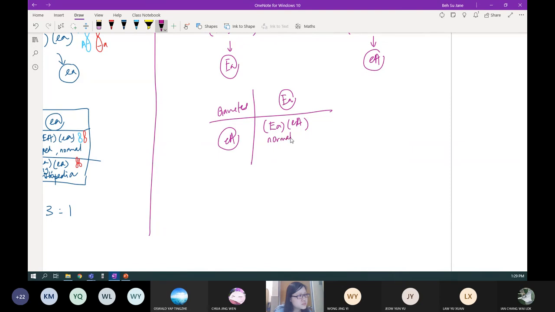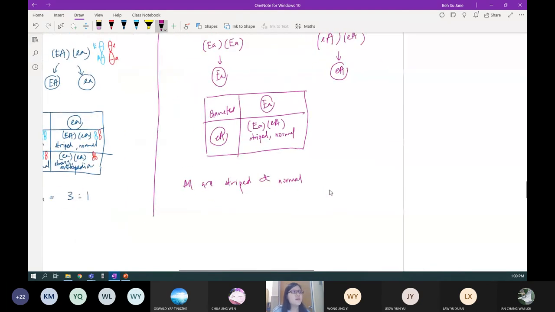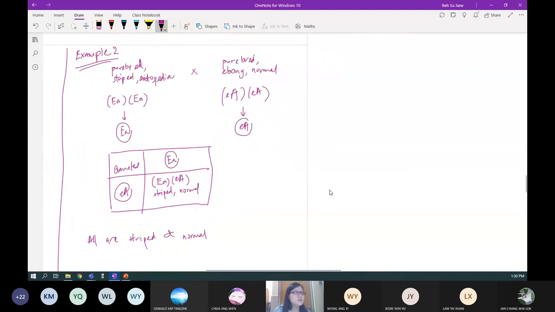Normal. Oh, sorry. Was it stripe and normal? Why is it stripe and normal? That's because the normal stripe is dominant and these are heterozygote. This is essentially a heterozygote. It is a heterozygote for both genes. So all are striped and normal. Okay, what happens if you cross F1 with F1?